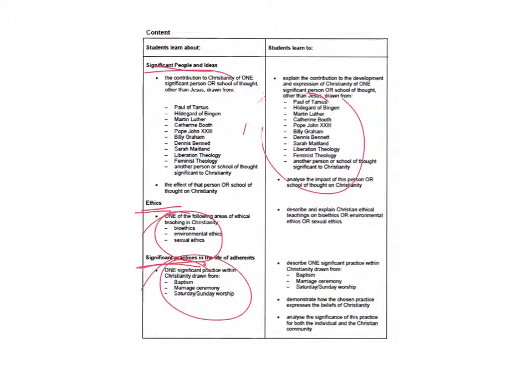Sorry, I should have circled this guy over here. That got confusing for a second. It's the same thing, but whatever. Person, ethic, and practice. Whole lots of choices. We only choose one. Okay, we don't have to do them all. We only have to choose one.